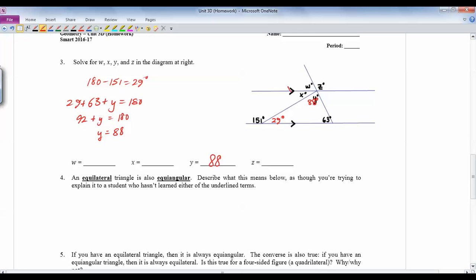Notice the parallels, right? If you don't see those, then you can't finish the problem. Right here I can make one of these Z's. Remember, the Z's are alternate interior angles. So if this one's 29 and the lines are parallel, then that one's 29. So x is 29 degrees.